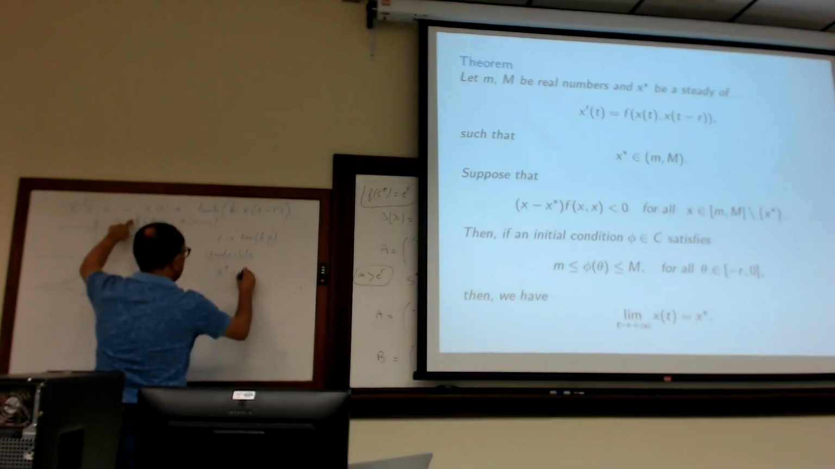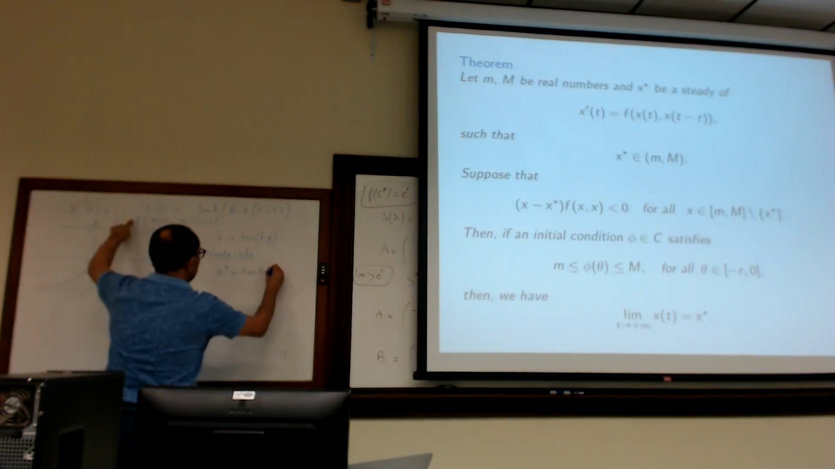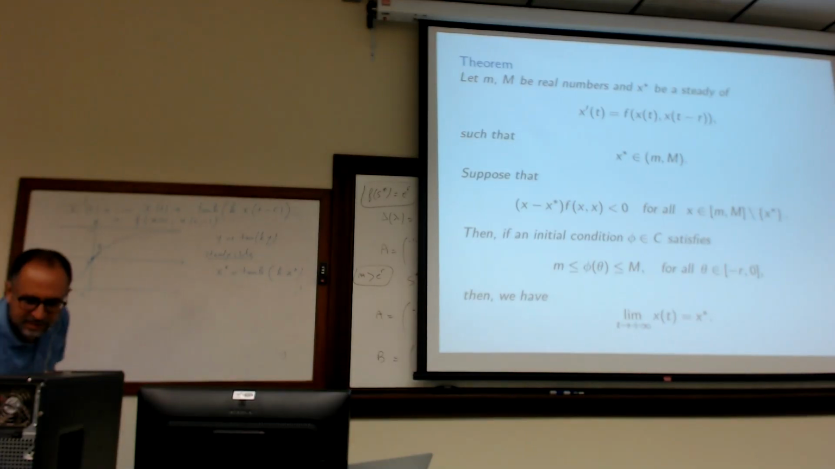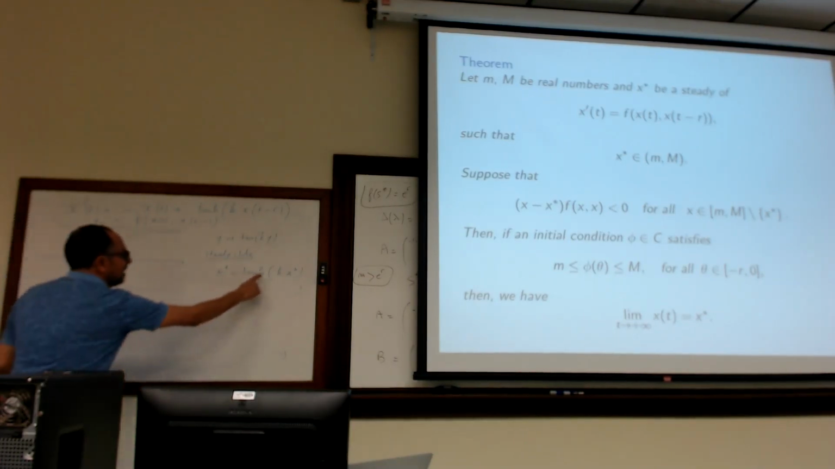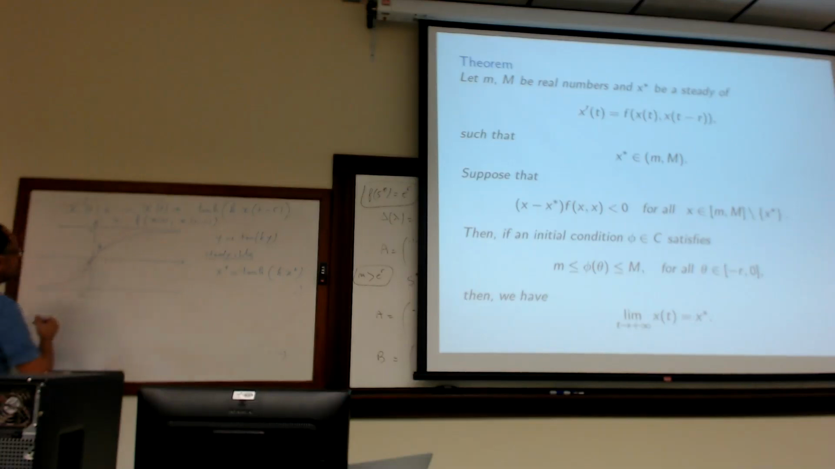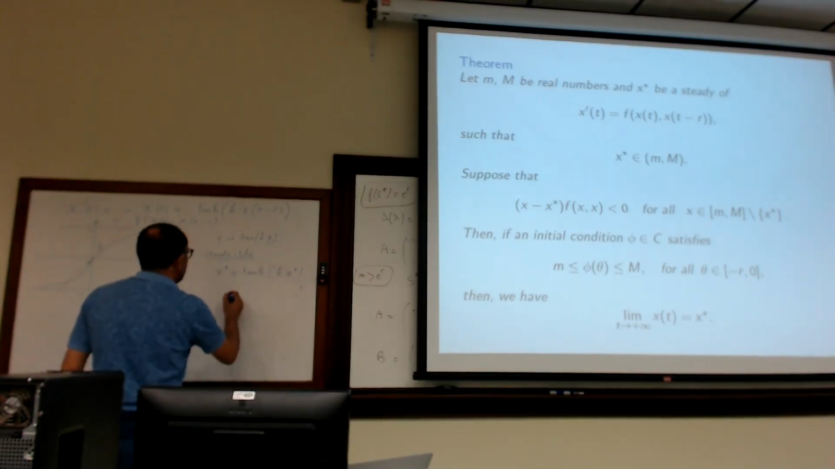x star equals the intersection between this function and this one. Depending on k, we can have 1 or 3 steady states. If k is less than 1, I think we have only 0 as steady state. If k is bigger than 1, we have 3 steady states. Okay? 0 is always a steady state. Let's start with 0.